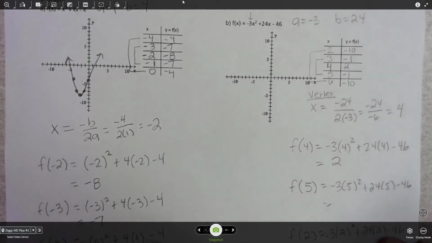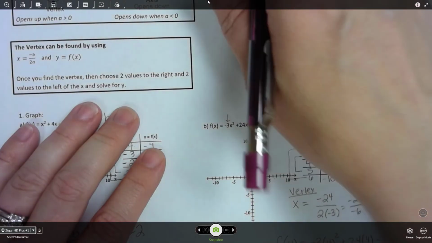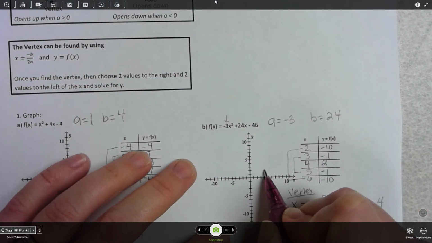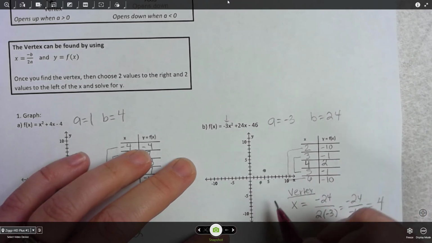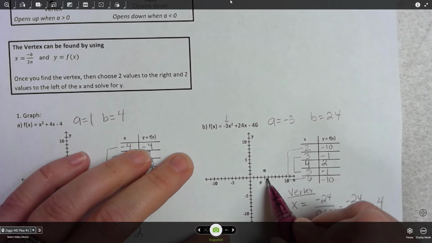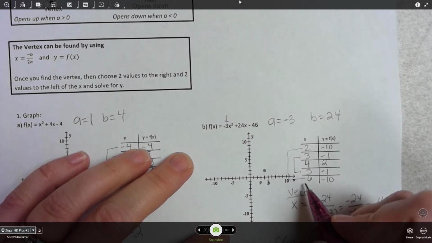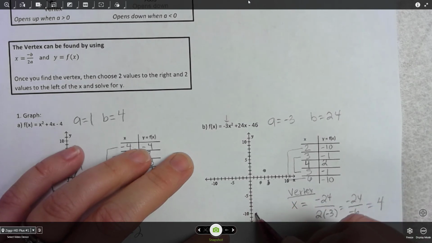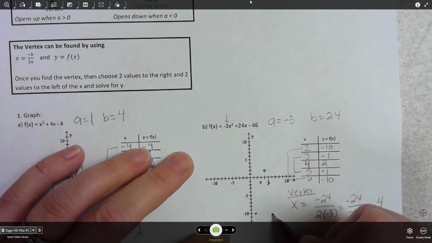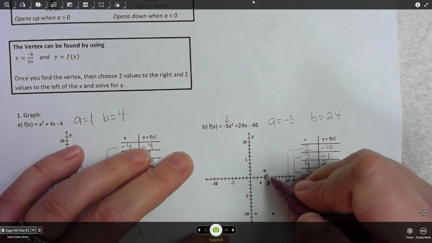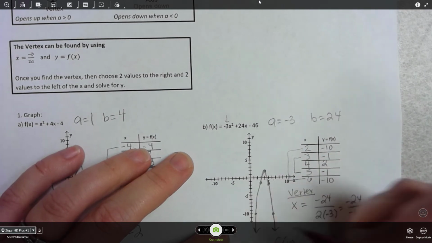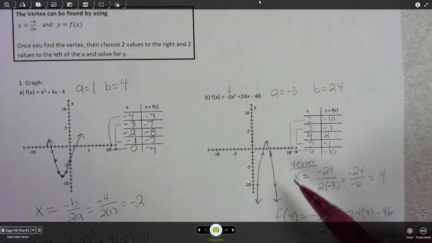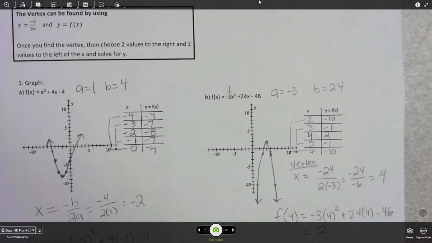Alright, let's put it on our graph here. I'm going to start with my vertex. My vertex should be the highest point this time. So I'll go right 4 and up 2. And then I'm going to go right 3 and down 1. And then right 5 and down 1. And then right 2 and down 10. This is a very skinny parabola. Alright, and then make sure you connect your coordinates in the shape of a parabola. Make sure to put arrows on each end.